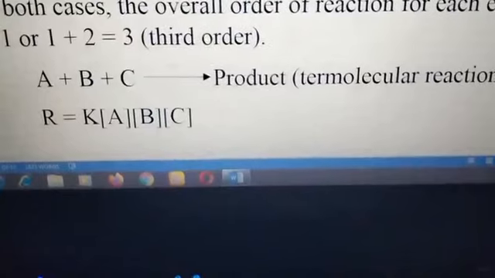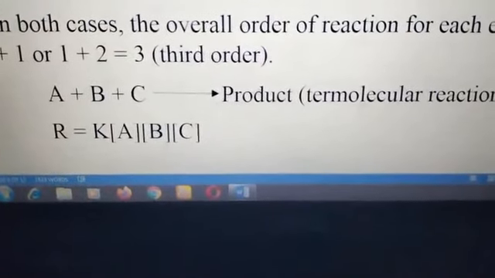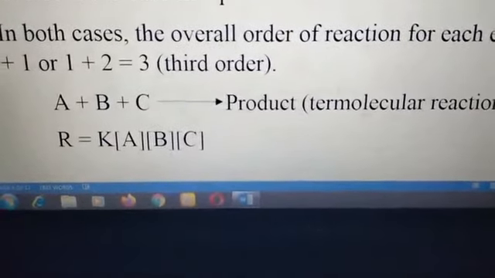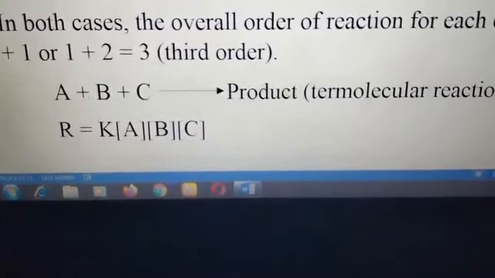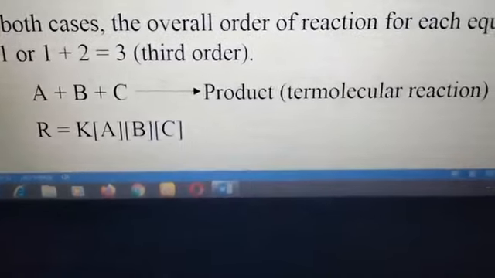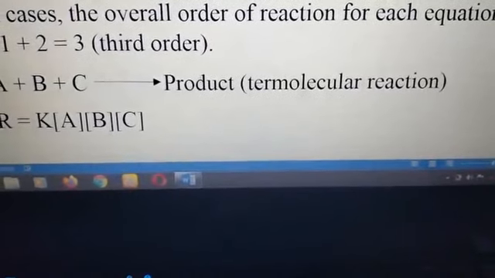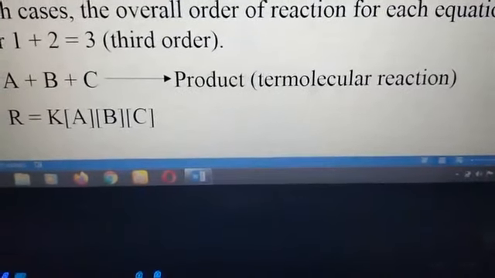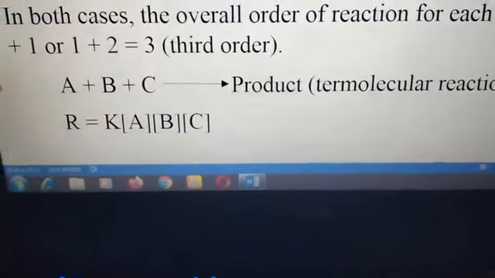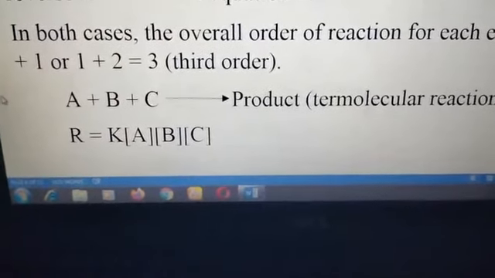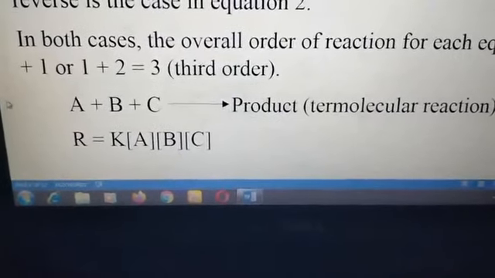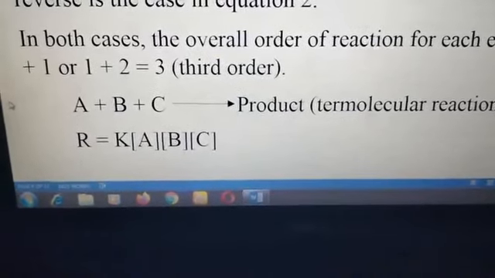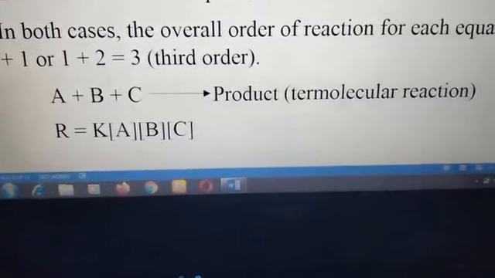Then we now have this reaction A plus B plus C gives product. This reaction involves 1 mole of A, 1 mole of B, and 1 mole of C, giving you 3 moles in all. So such reactions are called termolecular reactions. So the rate equation goes thus: if it's going to be third order, R equals K, A raised to power 1, B raised to power 1, and C raised to power 1. This is the rate equation.